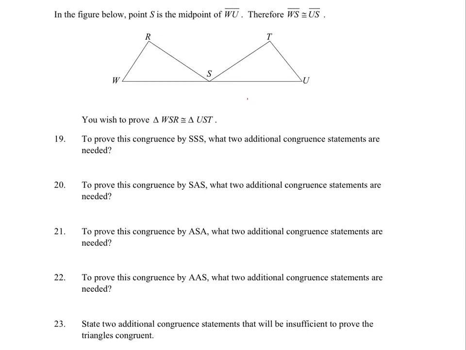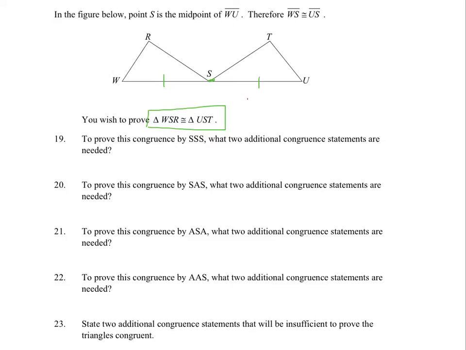Alright, in the figure below, point S is the midpoint of line segment WU. So we know this is the midpoint of line segment WU, so we know WS is congruent to US. We wish to prove that triangle WSR is congruent to triangle UST. And I want to emphasize that if we're trying to prove those are congruent triangles, we need to keep those corresponding sides related. Can't mix up the order.